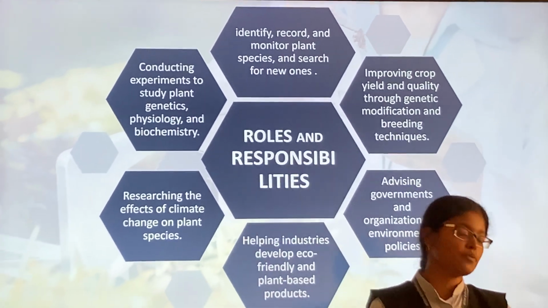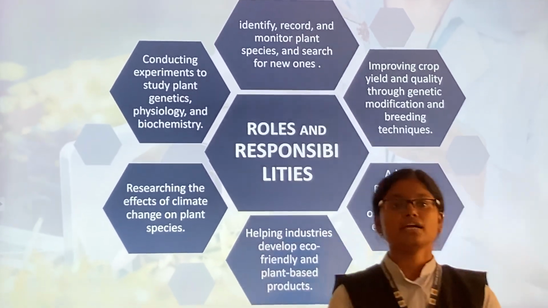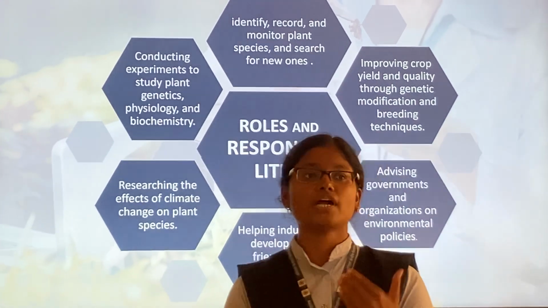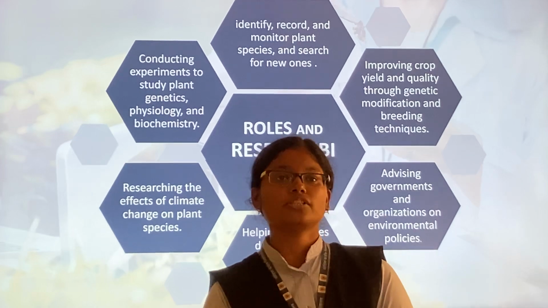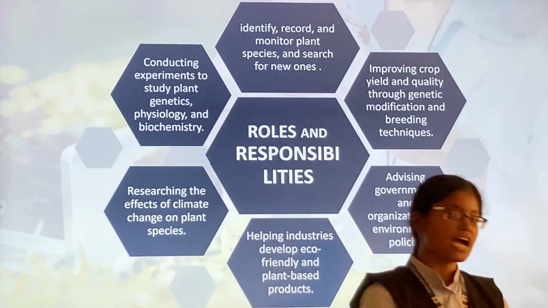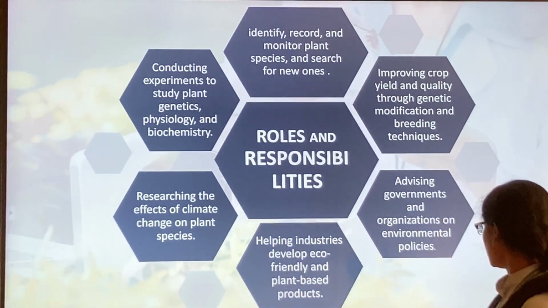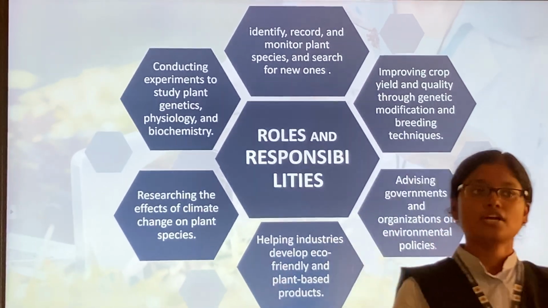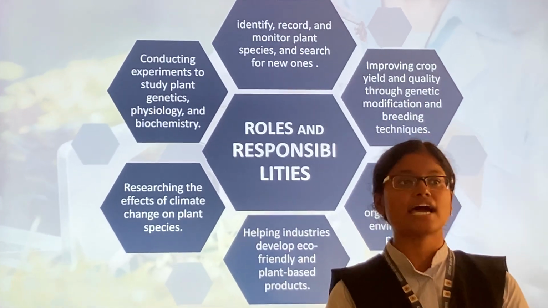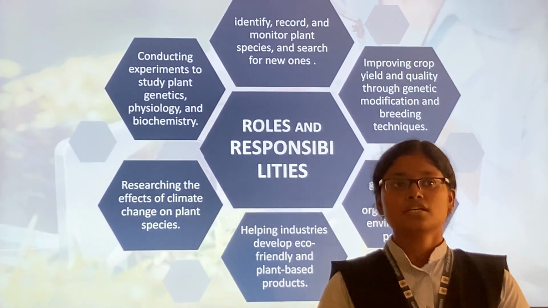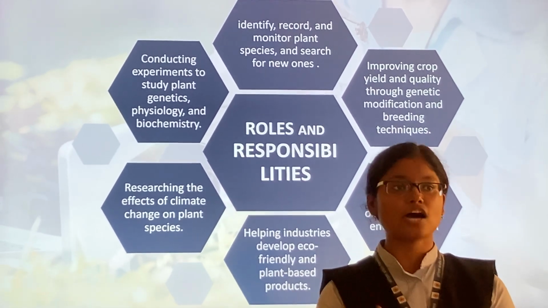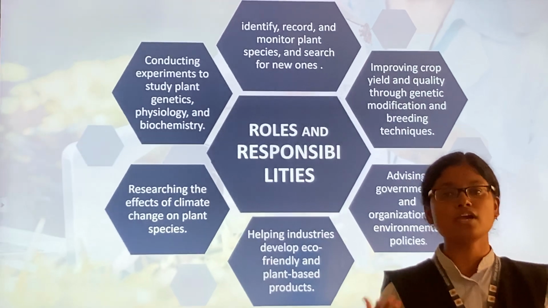Third one is improving the crop yield. They research different crop varieties, how they grow well or what conditions they require to grow well. So they improve the crop yield. Next is advising government and organizations on environmental policies. Today, environment is a big issue. So plant biologists, as they work on plants, advise the government about different environmental policies, how they will be implemented and how they will be working.